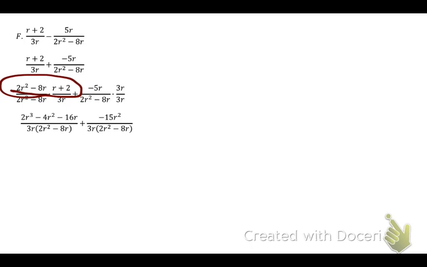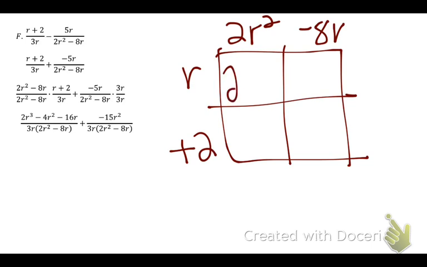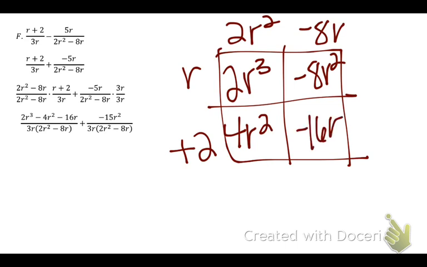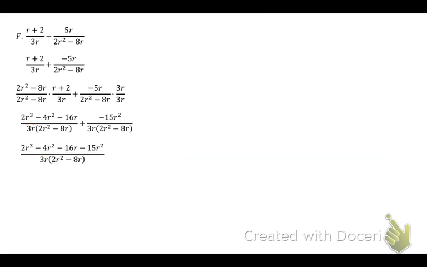we have to use the box. So I'm just going to show you the box because I haven't been showing you. I've just been doing it. So we have the box. We're going to have 2r squared minus 8r, r plus 2. So this will be 2r cubed, negative 8r squared, 4r squared, and negative 16r. So that's where you get that 2r cubed. These two combine to get negative 4r squared, and then that's negative 16r.